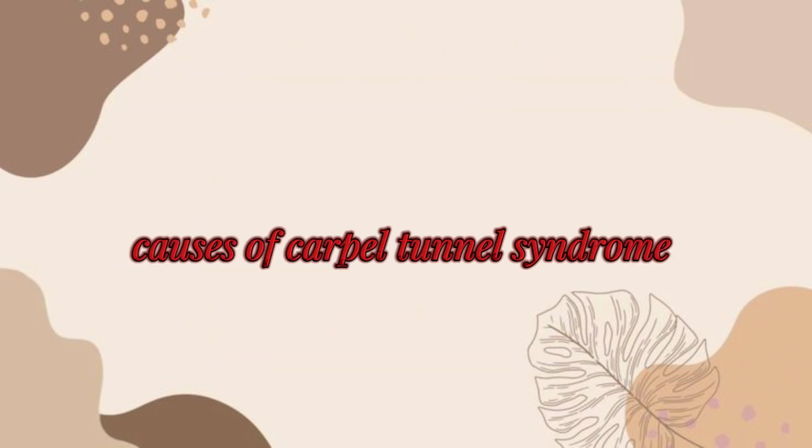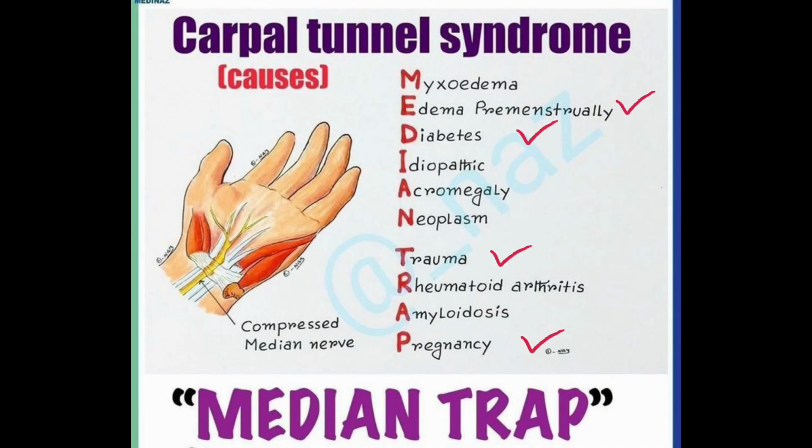Here are some causes of carpal tunnel syndrome: myxoedema, edema premenstrually, diabetes, idiopathic, acromegaly, neoplasm, trauma, rheumatoid arthritis, amyloidosis, pregnancy. Myxoedema is caused by thyroid hormone deficiency.